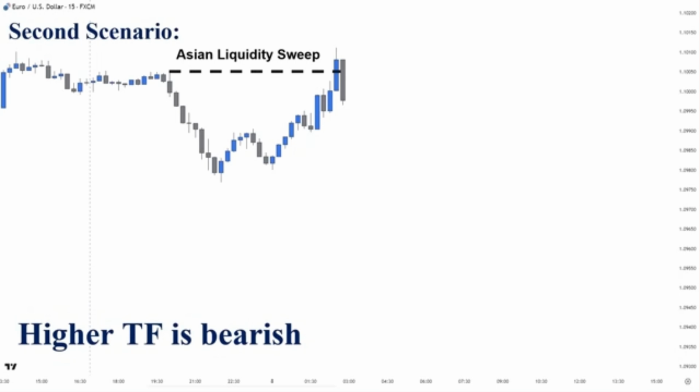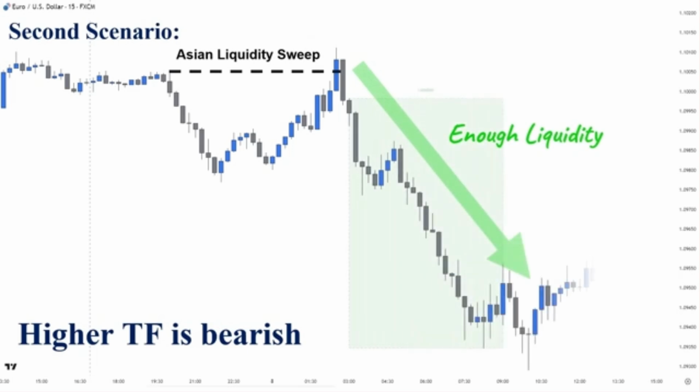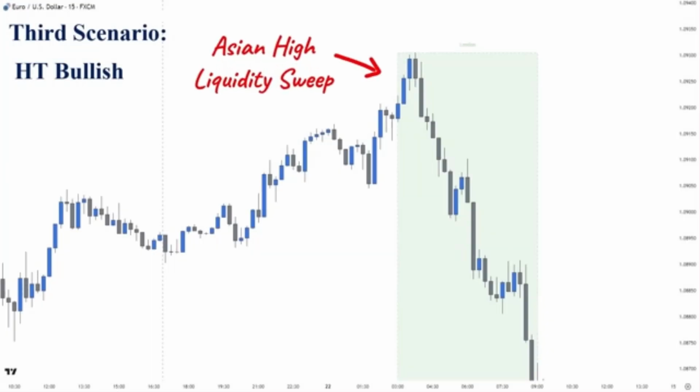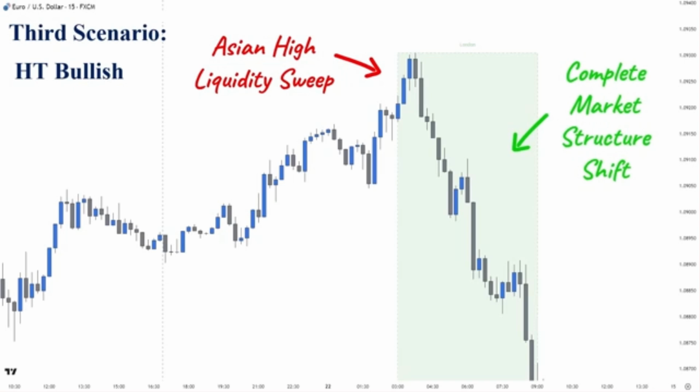Now, in the second scenario, the market has gathered enough liquidity before the London Killzone begins. So the price continues to move in the direction of the higher time frame. Once again, we can make optimal trading decisions by combining the higher time frame direction, key levels, and lower time frame confirmation. In the final scenario, the price heads for sweeping liquidity beyond the high or low of the day that the Asian session created. Then we witness a complete shift in the market direction.